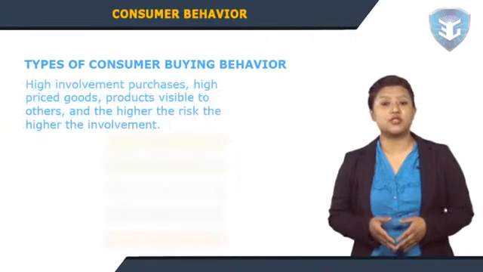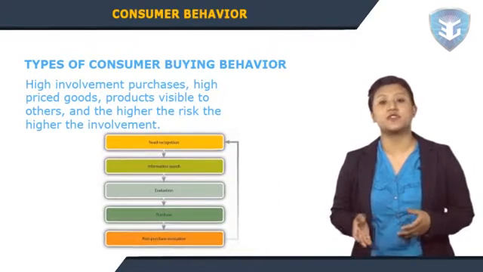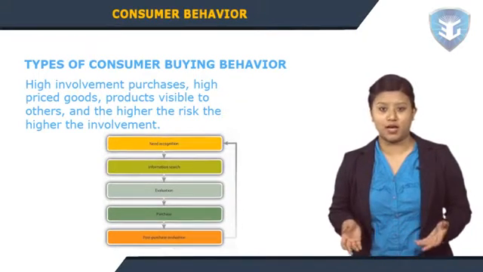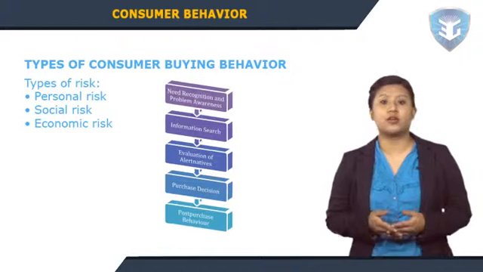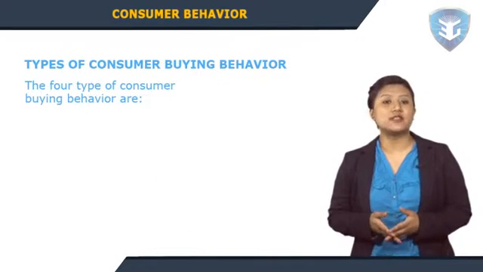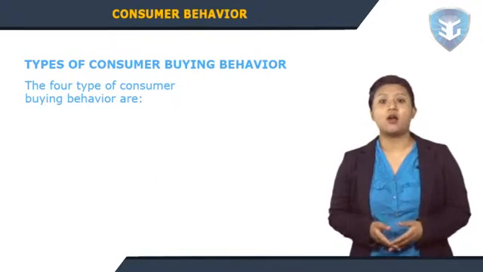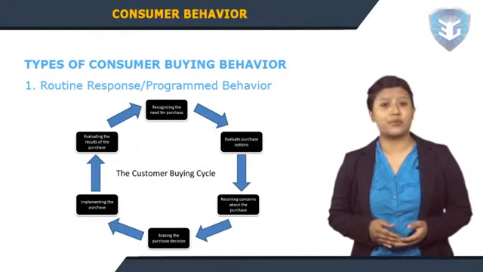High involvement purchases involve high priced goods and products visible to others. The higher the risk, the higher the involvement. The types of risk are personal risk, social risk, and economic risk. The fourth type of consumer buying behavior is routine response behavior.